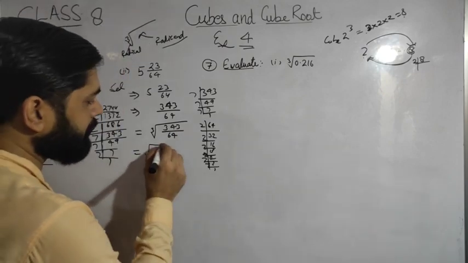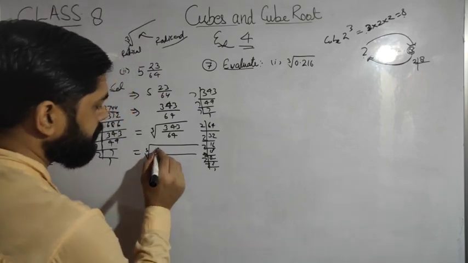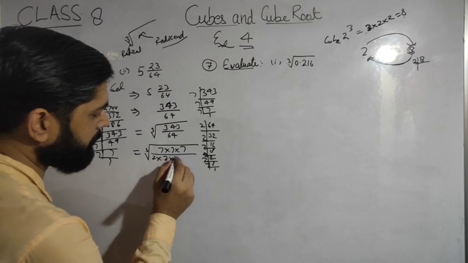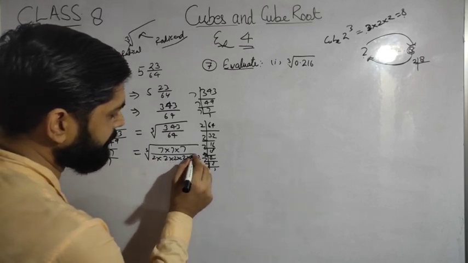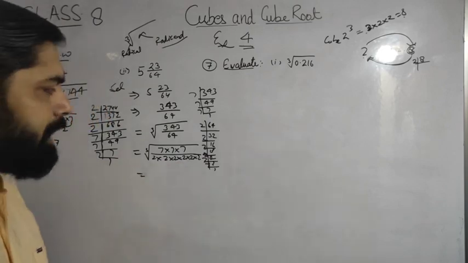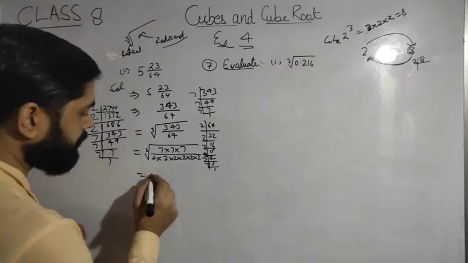Then write all the factors in the box. 7 multiplied by 7 multiplied by 7. 2 multiplied by 2 multiplied by 2 multiplied by 2 multiplied by 2 multiplied by 2. How many times? 6 times. 1, 2, 3, 4, 5, 6. Then we make the groups and take out the group numbers.